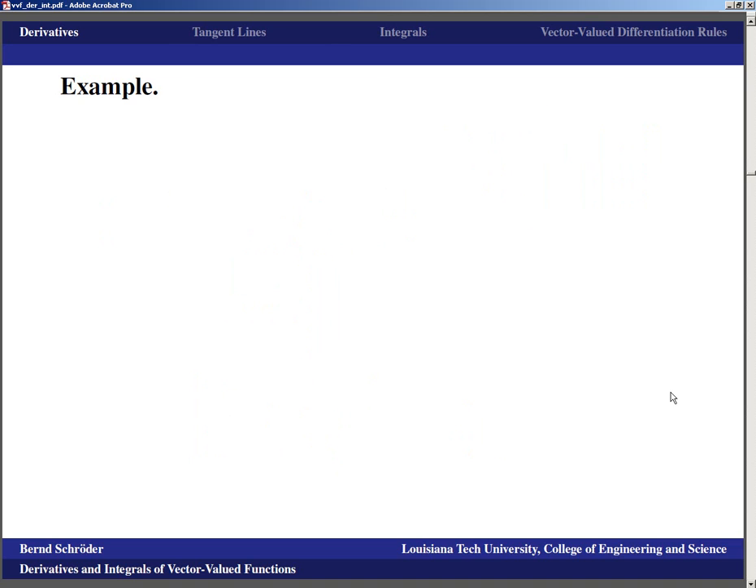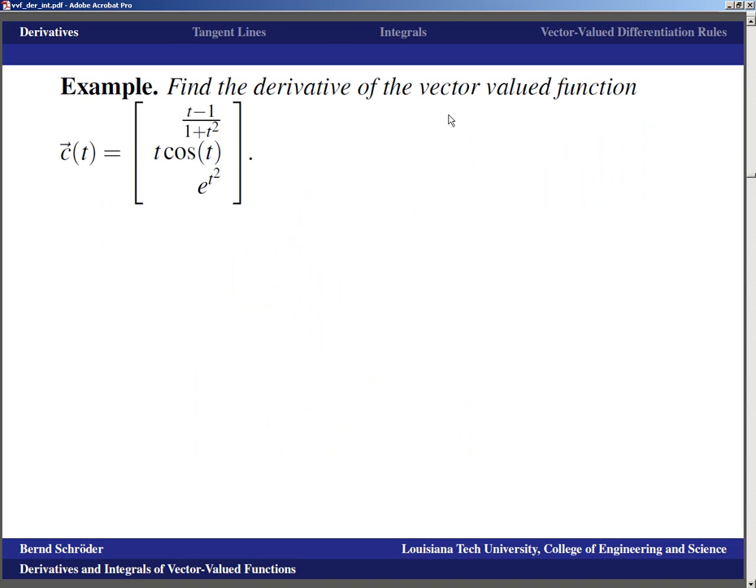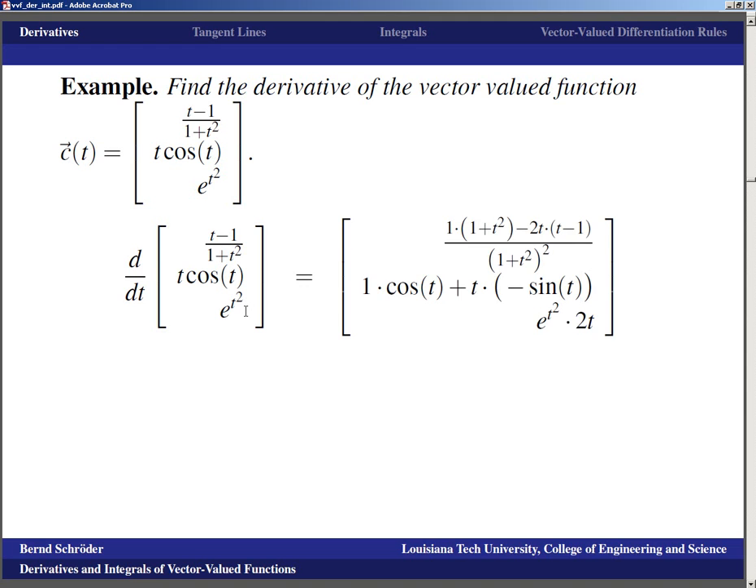All right. As an example, if we want to find the derivative of the vector-valued function c of t being t minus 1 over 1 plus t squared, t cosine t in the y component, and e to the t squared in the z component, well, here's what we do. We take the derivative, and we know that in the x component we have to use the quotient rule, in the y component we have to use the product rule, and in the z component we have to use the chain rule, and so that's exactly what we're doing.